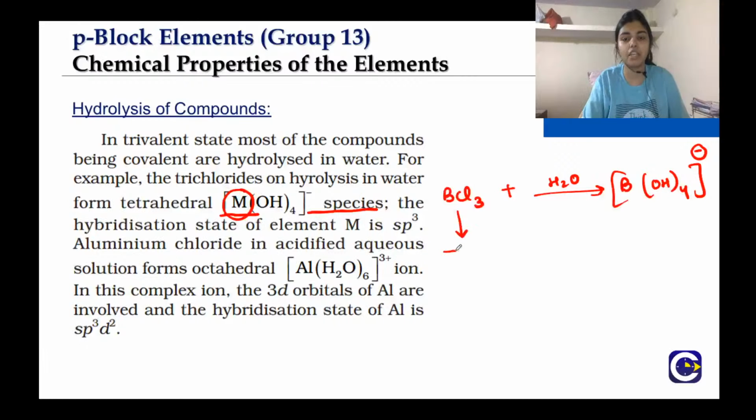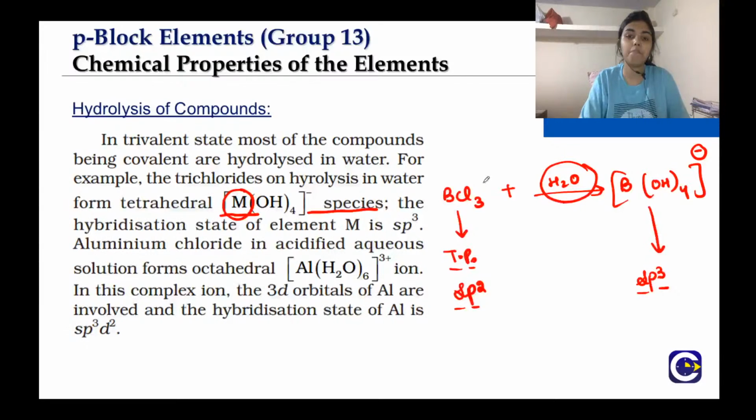Now here you can also relate to the hybridization. BCl3, if you see, it is trigonal planar in nature, right? So it is of sp2 hybridization. While here, if you will see, this is a tetrahedral species. So what is the hybridization of the tetrahedral species? That is sp3 in hybridization. That means on hydrolysis, the trivalent state compounds, right, change into sp3 hybridization. That means the hybridization is changing from sp2 to sp3 on hydrolysis, right?